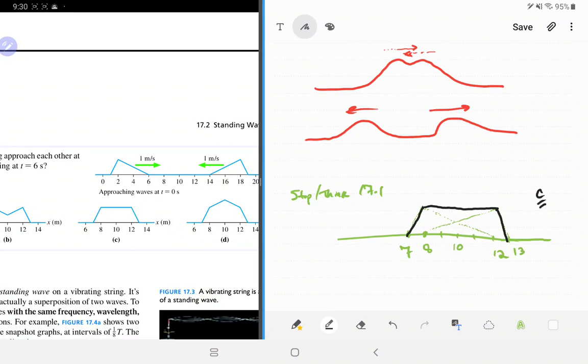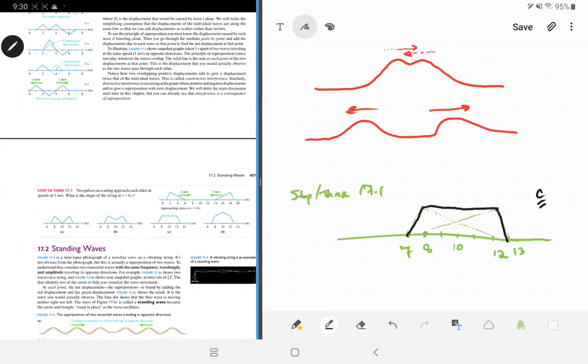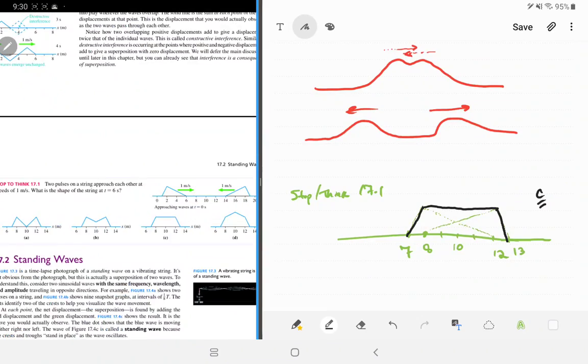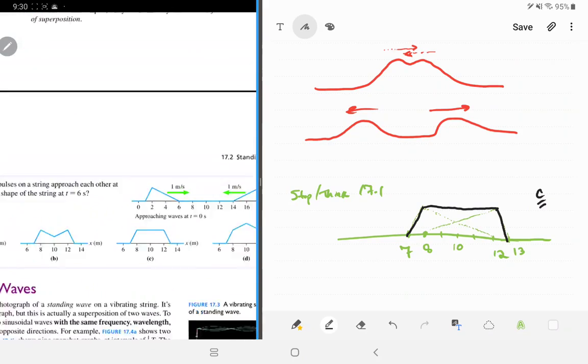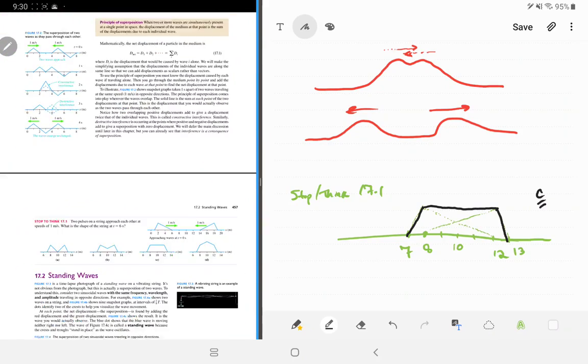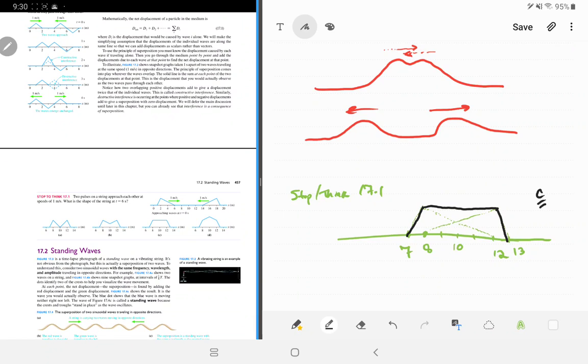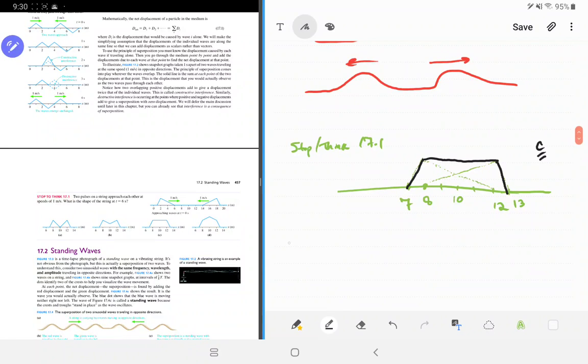Okay, so you just consider the wave pulses separately and add them together on top of each other. So t equals 6 is the special moment where it's flat right there. In general, it doesn't look flat. But if you happen to take a picture at that moment in time, it would look flat. The overall pulse would look flat.